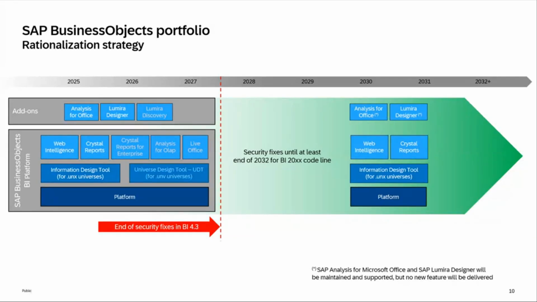And what experience tells us is that the most important change is around UNV to UNX conversion. So there are some tools that can help you, but you need to plan for it before moving away from 4.3.